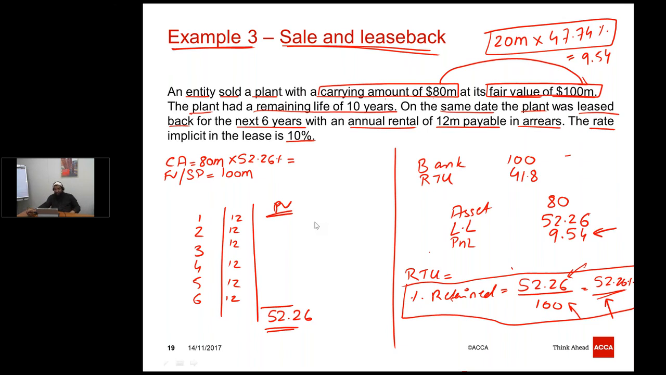Simran is asking what is the meaning of retained. Simran, actually if we see, the asset's life was 10 years and after selling we are still using it for 6 years. So we are still using the asset, which means we have retained the asset for the next 6 years. So how much percent have we retained? We have retained 52.26%.